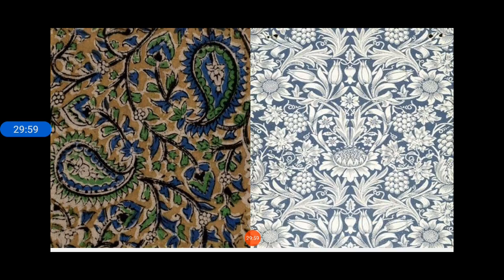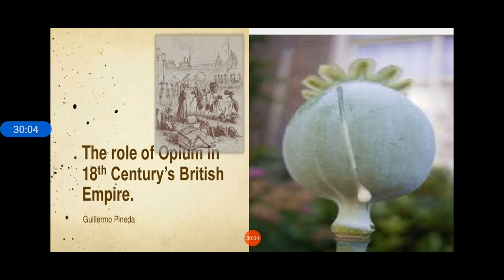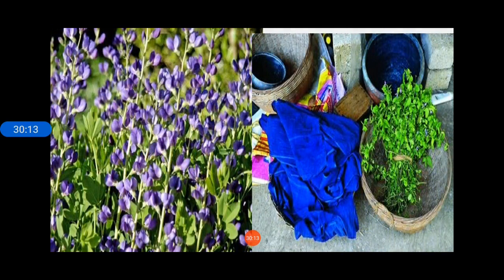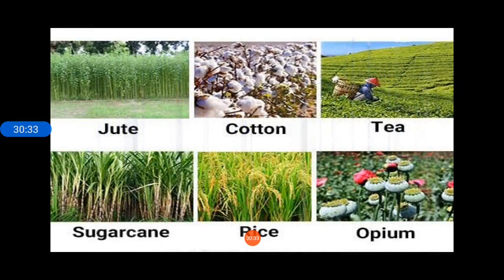So let us see what kind of crop indigo was. And even opium. Britishers, first of all, urged our Indian farmers to grow opium and indigo. This is the opium plant. Here you can see the indigo plant. From the indigo plant, what do we get? We get the blue colored dye, which is used to dye the cotton cloths into dark blue color. Here you can see this powder blue colored dye we get from the indigo plant, which is used to dye different cotton cloths.